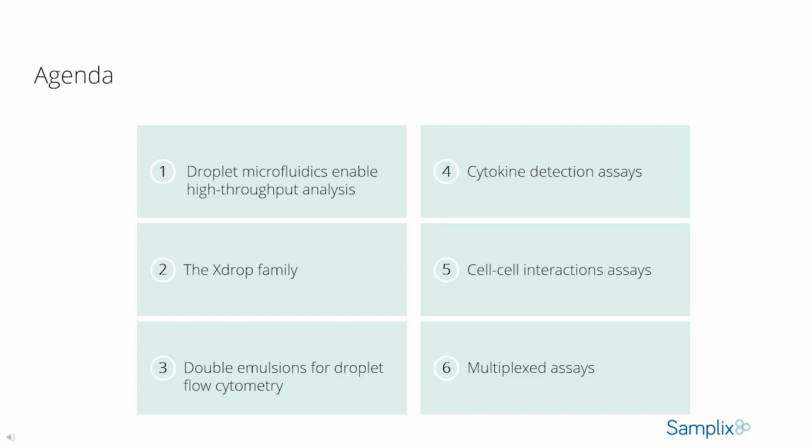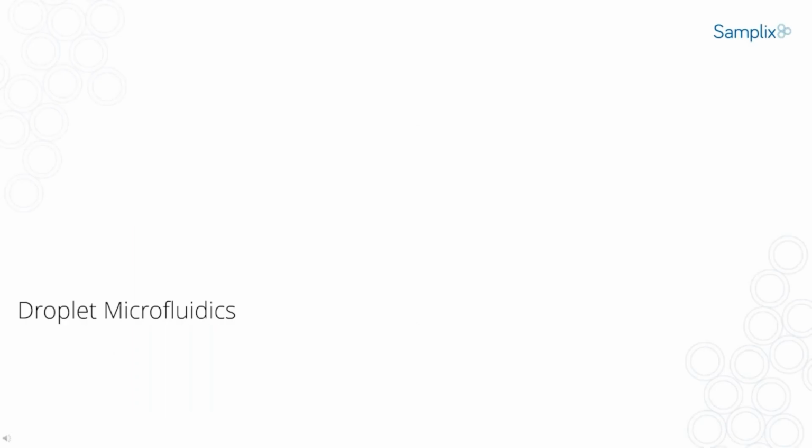look at Samplix product offerings with the Xdrop family, exploring the potential of double emulsions in flow cytometry, and 3 case studies. One describing single-cell cytokine detection in droplets, followed by a cell-cell interaction assay, which is described on the app note with Agilent, and finally, describing how assays can be multiplexed in droplets. So let's start with droplet microfluidics.